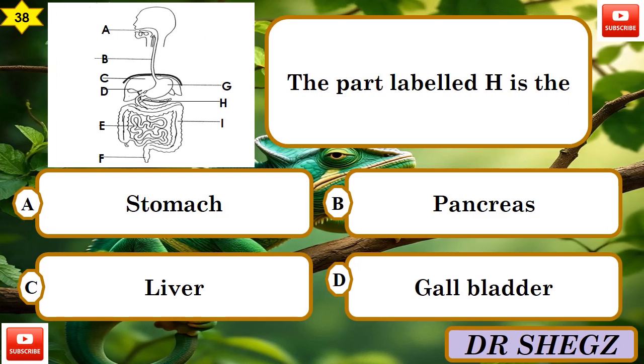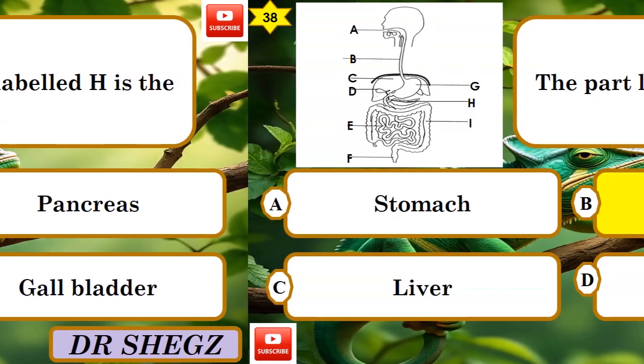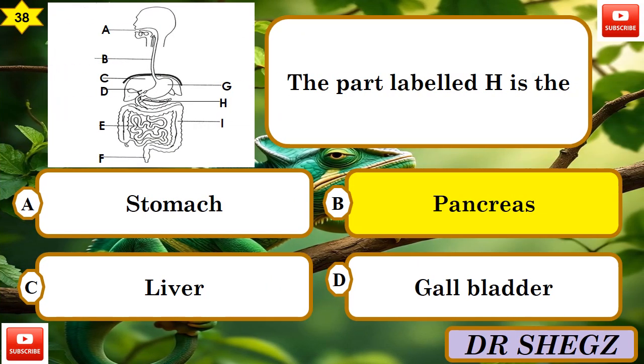The part labeled H, that's this. That looks like a leaf here. Part labeled H is the pancreas.